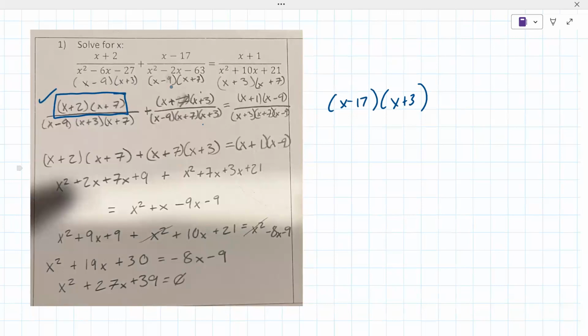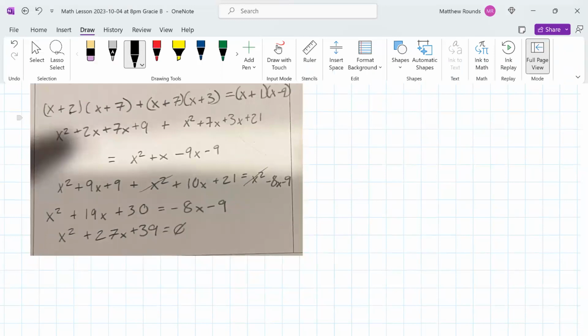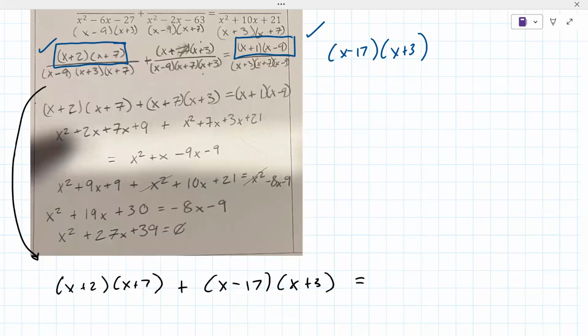That's the middle one. On the right here, this is good. This is totally good here. So, okay, let me just clean this up here a little bit. So unfortunately we've got to redo from this line down here, but it's x plus 2 times x plus 7 plus x minus 17 times x plus 3 equals x plus 1 times x minus 9.